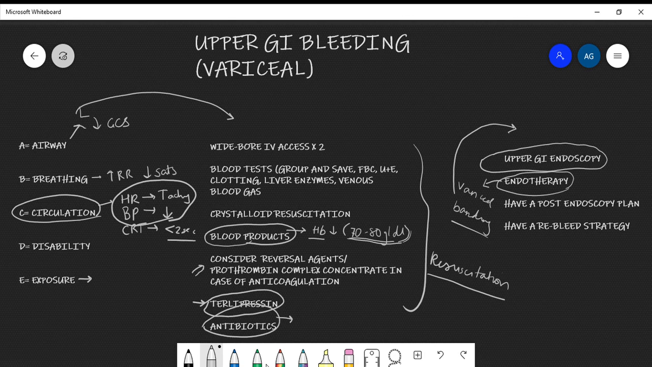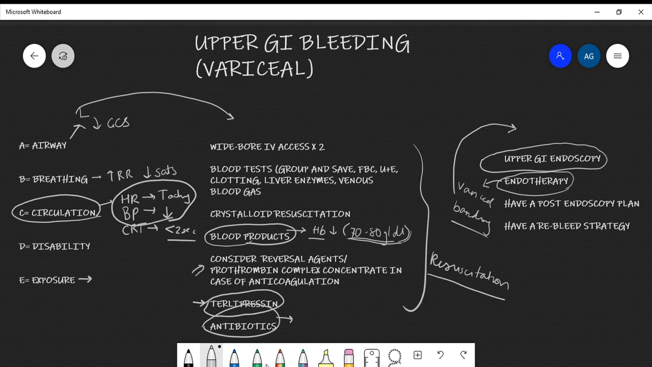So it is very important to have a post endoscopy plan and a rebleed strategy, because you always want to be one step ahead. You want to plan ahead. You want to think about the possibilities of what to do if the endoscopy is unsuccessful, or endoscopy is partly successful, or endoscopy is successful in the initial phase but the patient still has a rebleed.